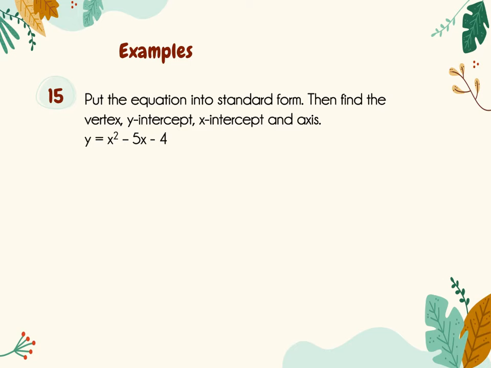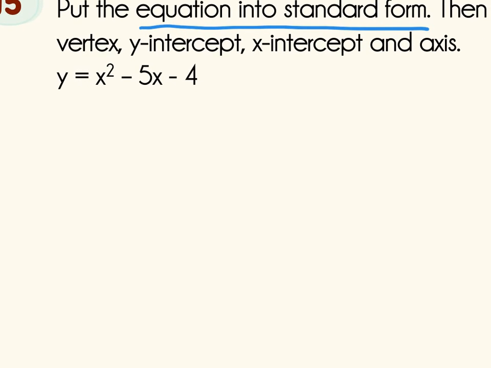So first set of instructions, put the equation in standard form. This equation is clearly in quadratic form. I'm going to change it into standard form by completing the square. Step 1, group the first two terms together. Bump the -4 to the outside, so the sign goes with it.